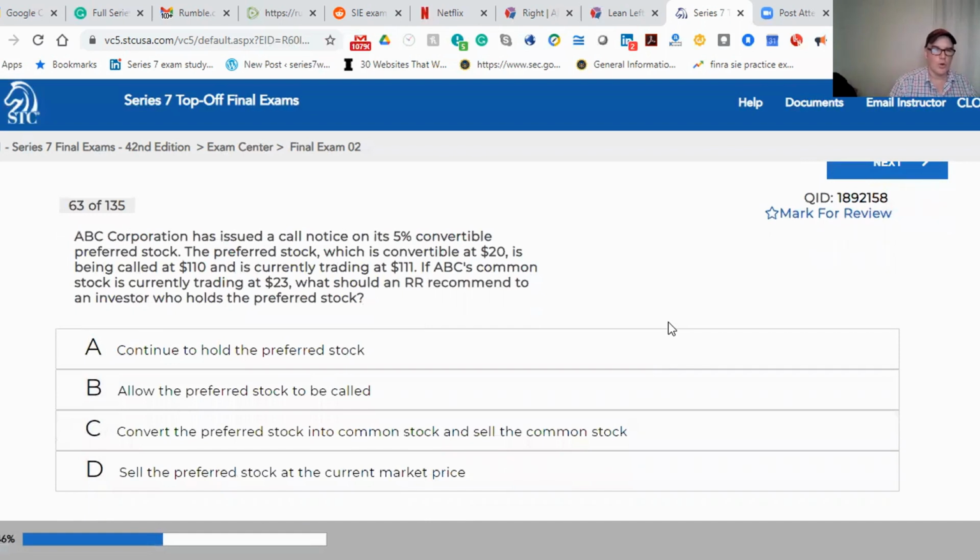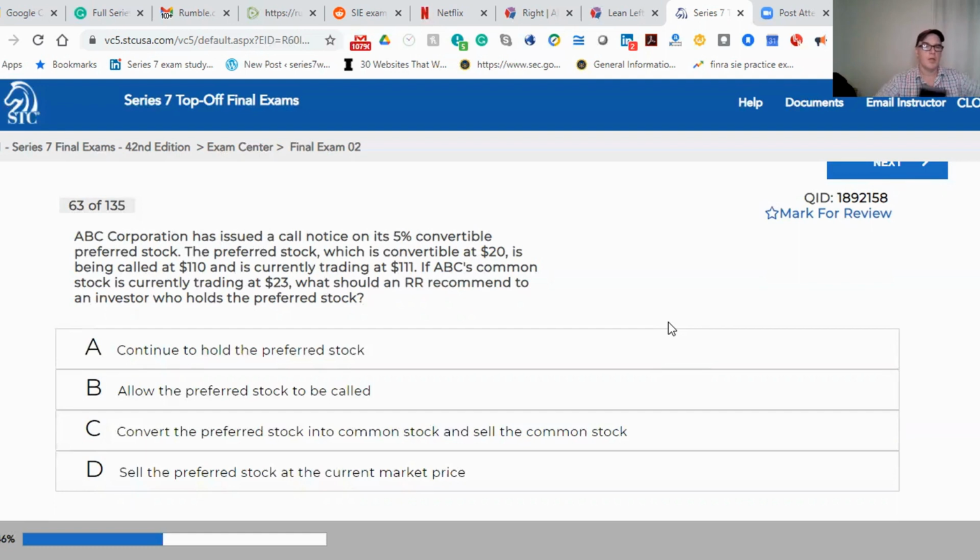ABC Corp has issued a call notice on its 5% convertible preferred stock. This preferred stock, which is convertible at $20, is being called at 110. Don't you hate when you read something and you just lose it? I'm not editing this. ABC Corp has issued a call notice on its 5% convertible preferred stock. The preferred stock, which is convertible at $20, is being called at 110 and is currently trading at 111. If ABC's common stock is currently trading at 23, what should the registered members do?